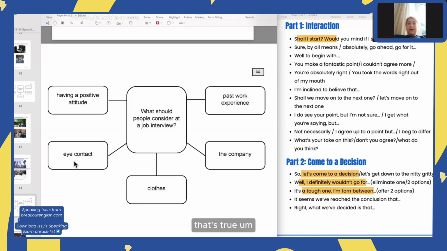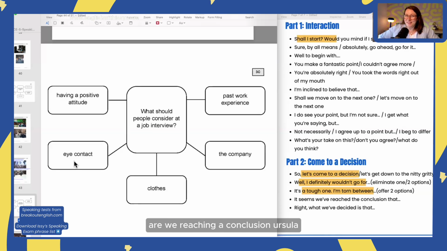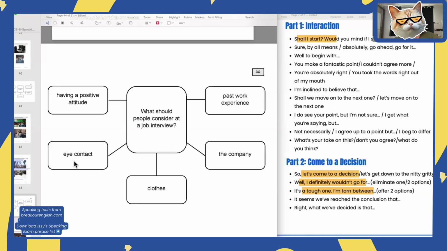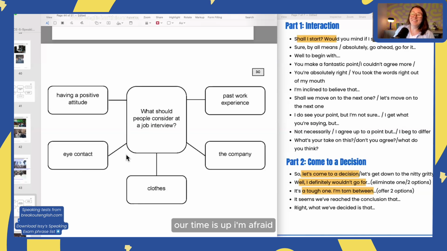That's true. Shall we come to a conclusion? Are we reaching a conclusion, Ursula? There's no conclusion here. No. Our time is up, I'm afraid.